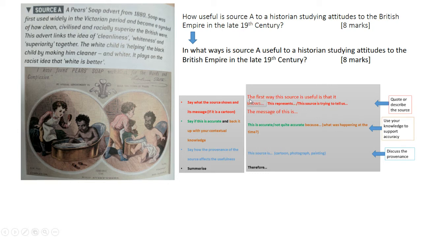You can start off by saying the first way this source is useful is that it shows, and then just describe the source. Tell me the message. Tell me if it's accurate from your own knowledge. And then go a little bit further. Tell me how it's useful based on what this advert, this source is.